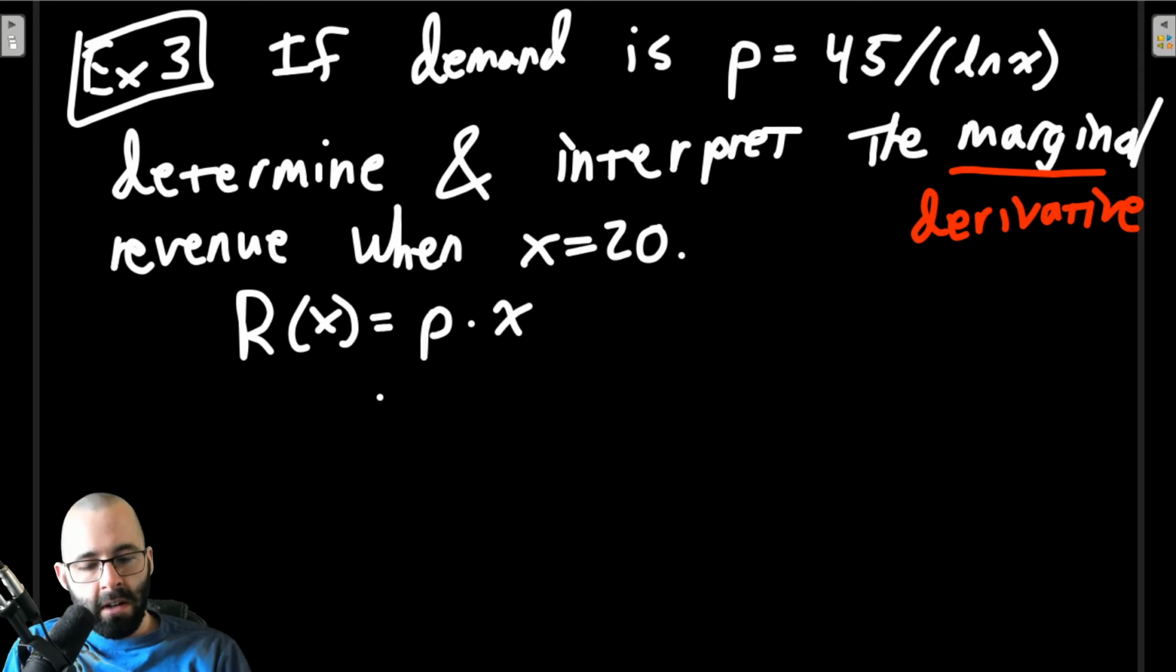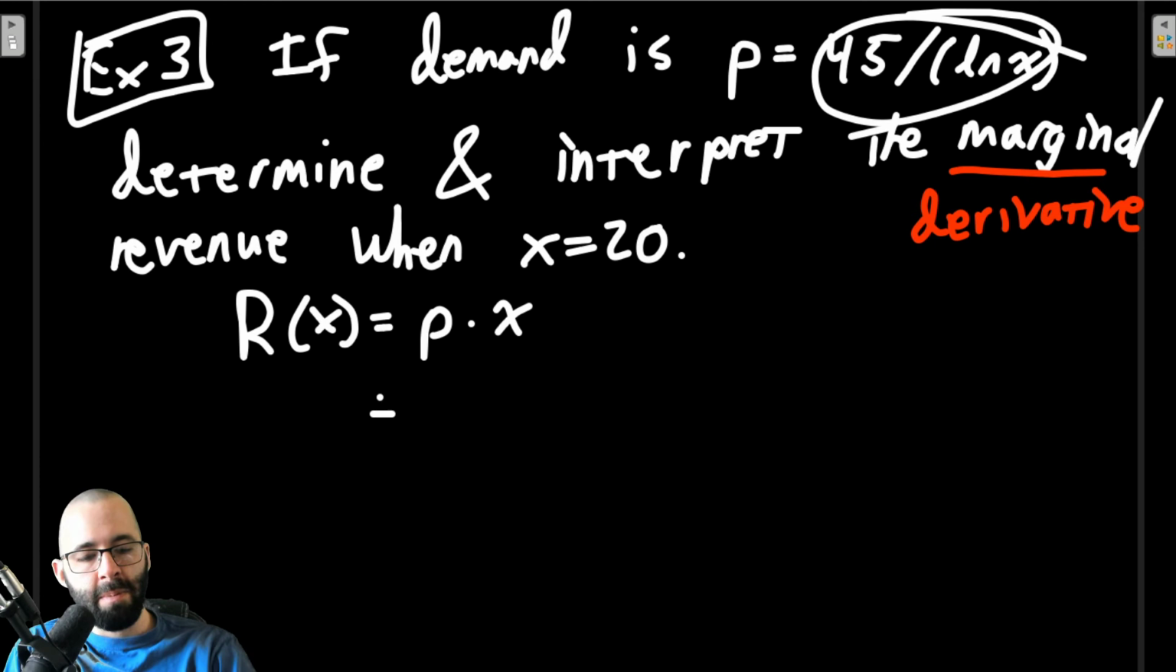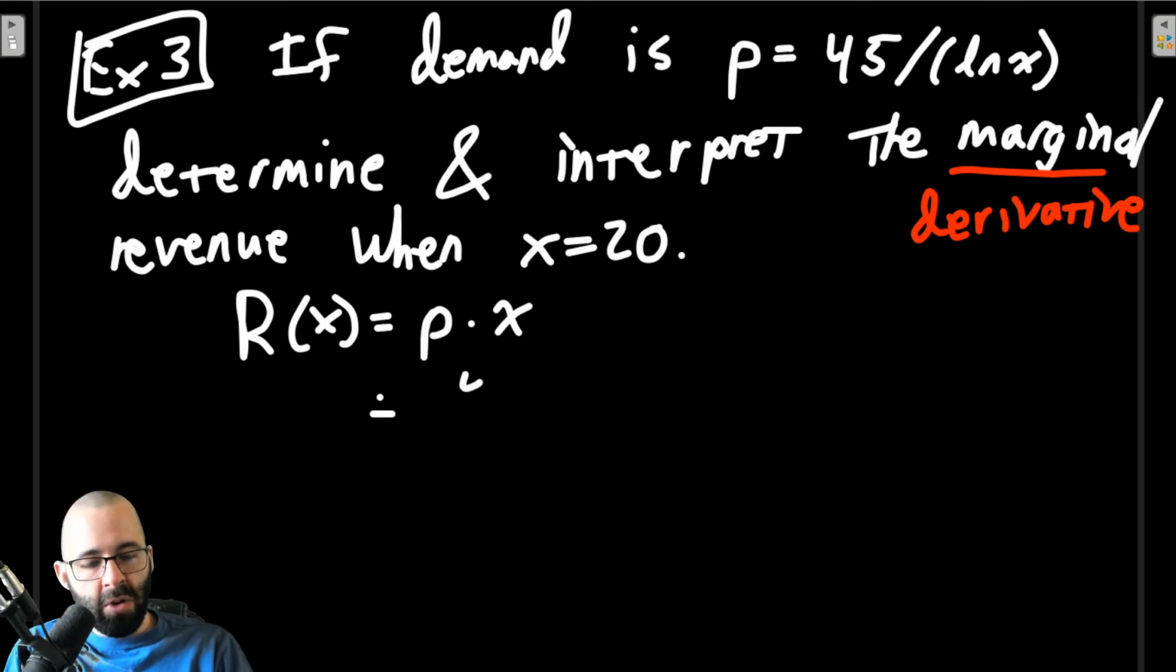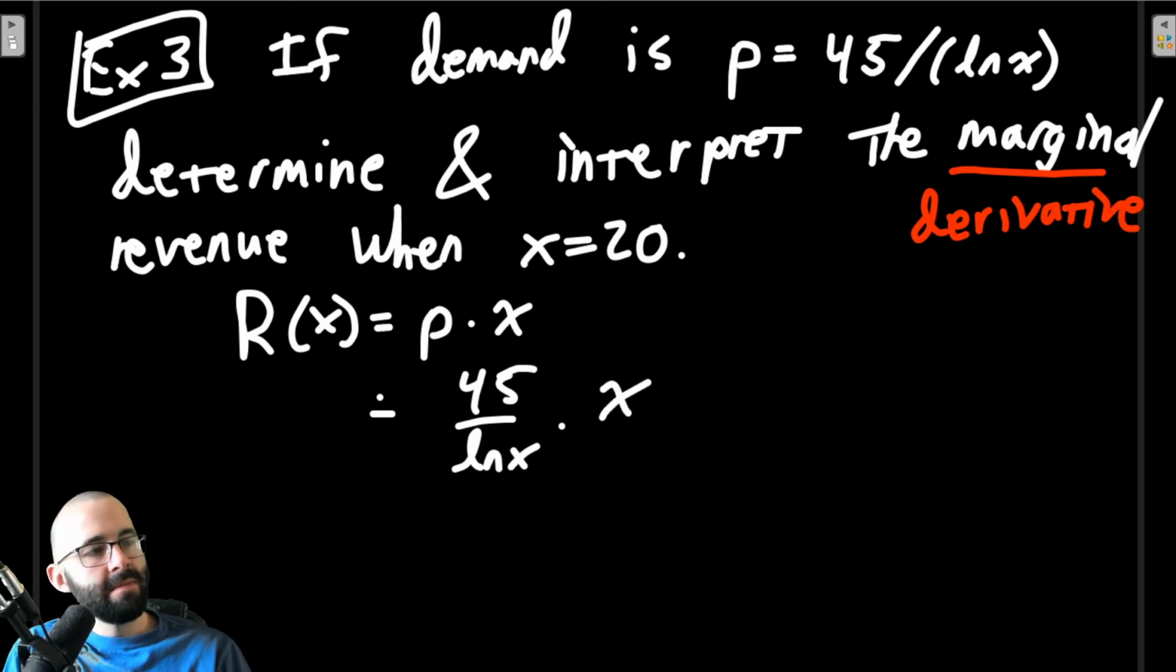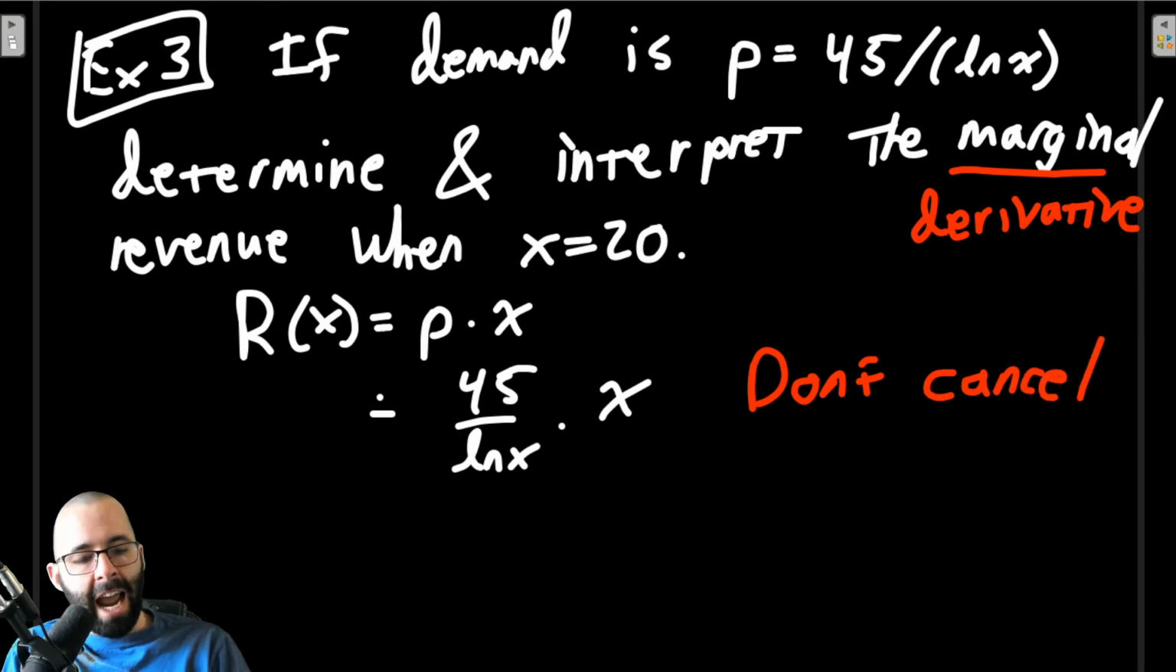All right. Well, what is P? Well, we have it up there. The price is going to be 45 divided by the natural log of x. And we're multiplying that price P by x. Be very careful. Do not cancel. Anything inside a logarithm cannot cancel. It is isolated inside.